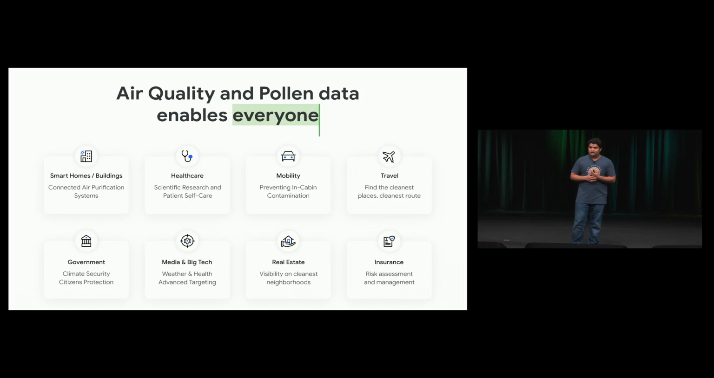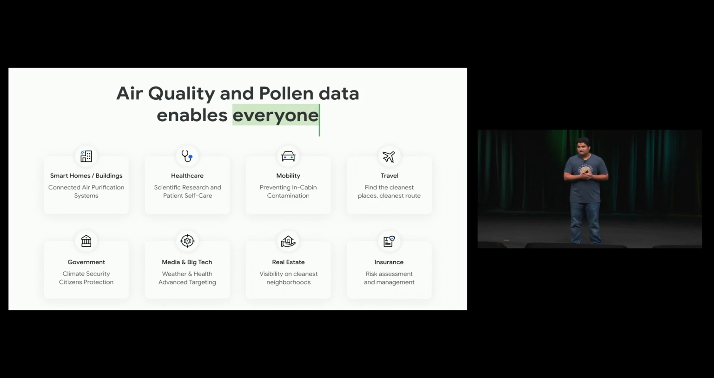Some of the industries where this can find value, as I mentioned, are smart homes and buildings. Healthcare has very real world applications, both around scientific research, so macro level research on how these patterns are changing over time and what to do about them, but also individual patient level information. Imagine a patient that has an app that tells them, hey, it's going to be a high pollen count outside this day. You might as well either stay indoors or pack your allergy medication.